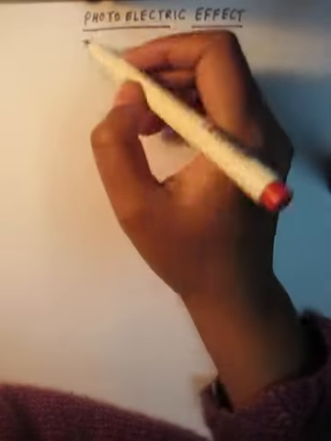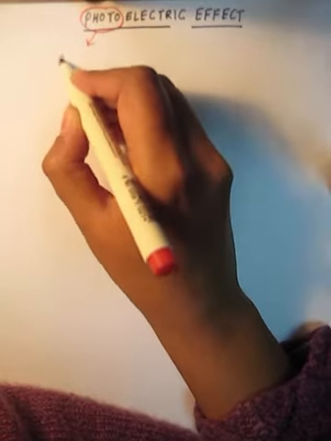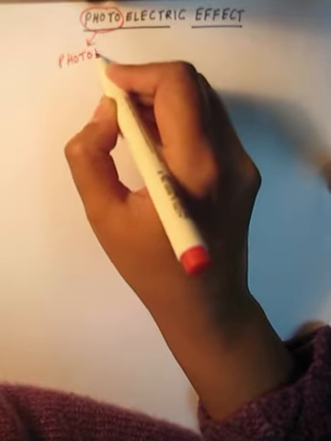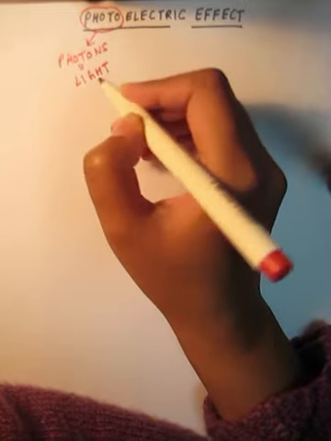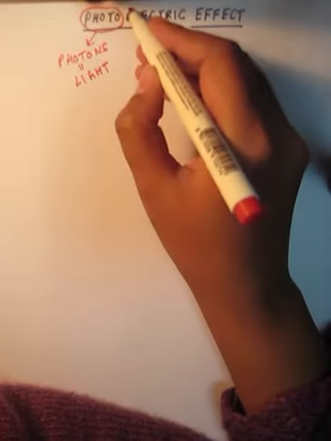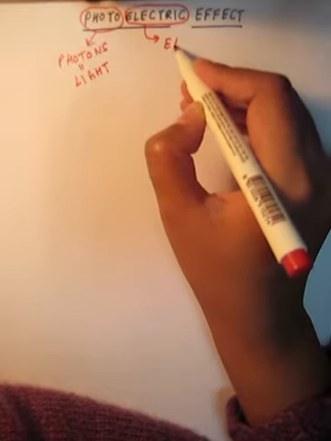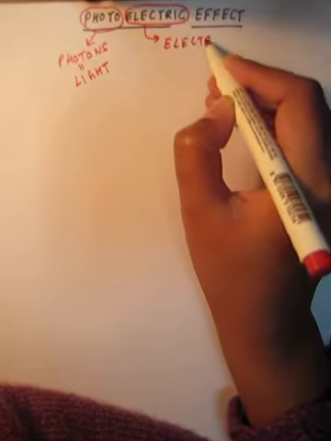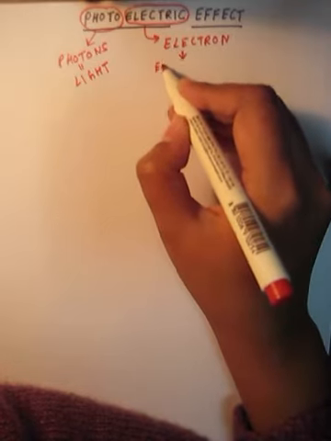Today we are going to study what is photoelectric effect. So photoelectric effect comes from the word photo. Photo means that we are talking about photons. That means that we are talking about light, electromagnetic light, photons. And electric means electrons, electric current, or electric current is produced.